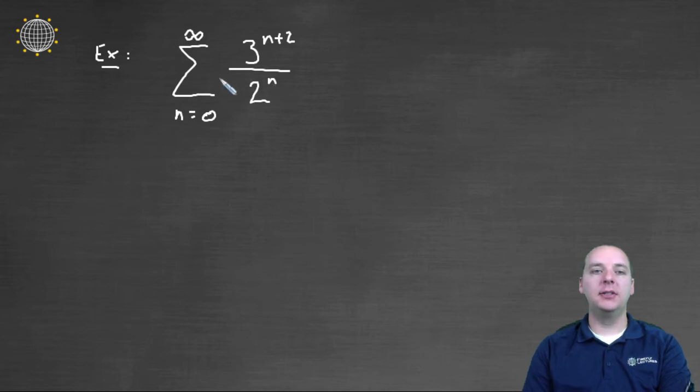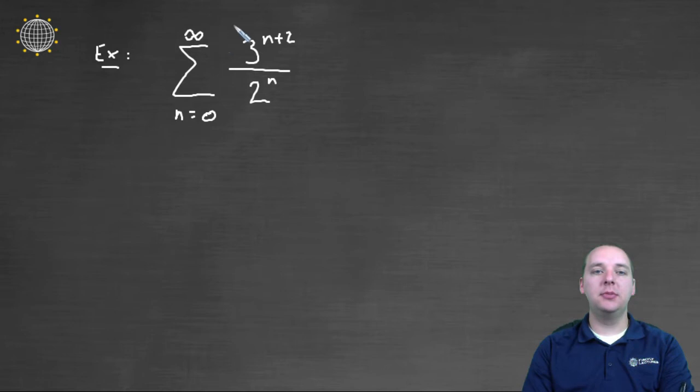Here we're being given an infinite series, the sum from n equals 0 to infinity of 3 raised to the n plus 2 power divided by 2 to the n. And what we're going to be trying to determine for this series is if it converges, which means it adds up to a finite number, or diverges, which means that it doesn't.